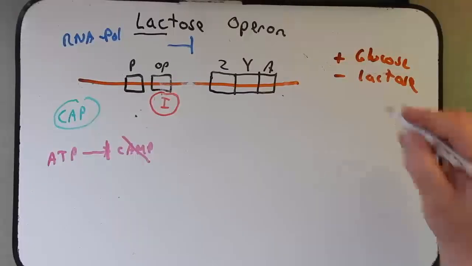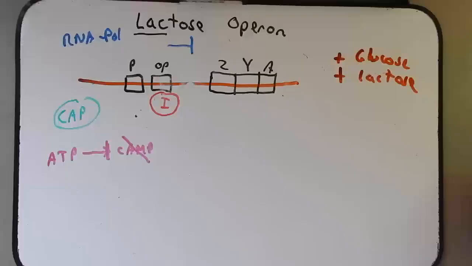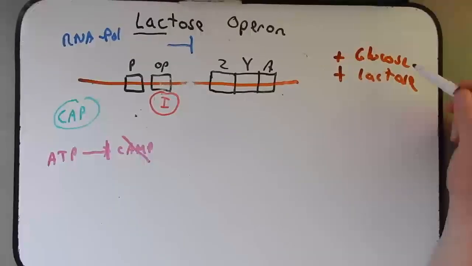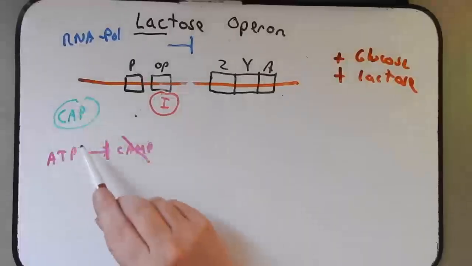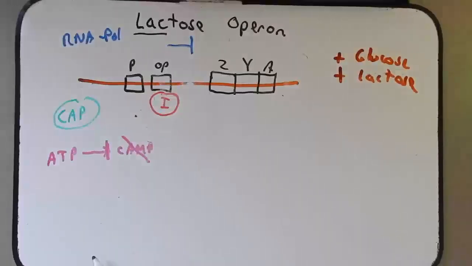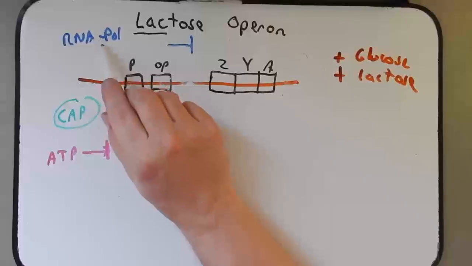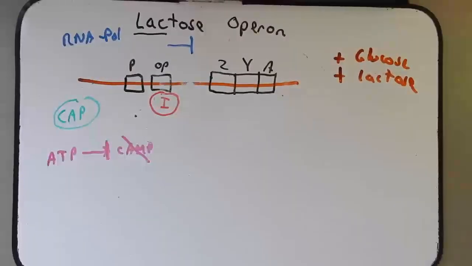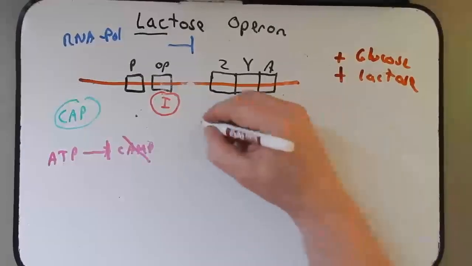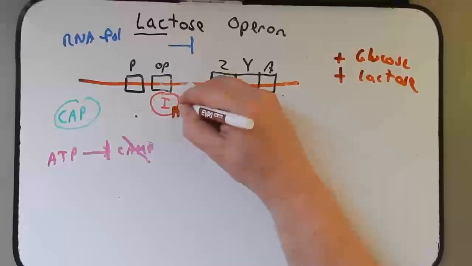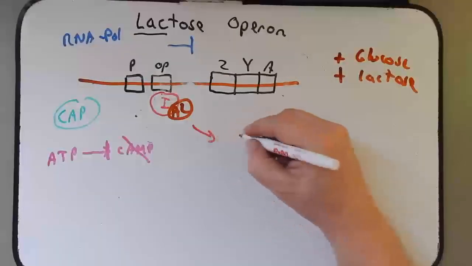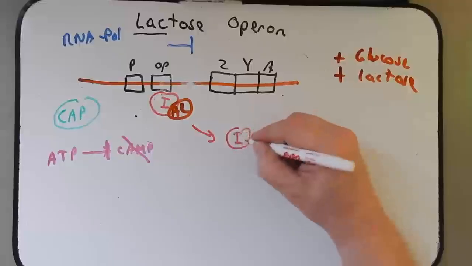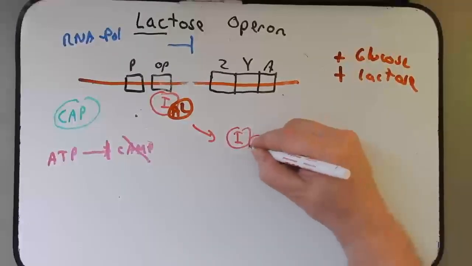Now, what happens when we add lactose to the cell? We still have glucose in the cell, so we're still not going to make cyclic AMP. And if we're not making cyclic AMP, CAP will still not be bound to the promoter. And RNA polymerase will not be very effective at binding to the promoter. Interestingly though, as long as lactose is in the cell, it can be converted into allolactose, and allolactose will bind to the inhibitor and pull it off the operator. So now we have our inhibitor with the allolactose attached to it.